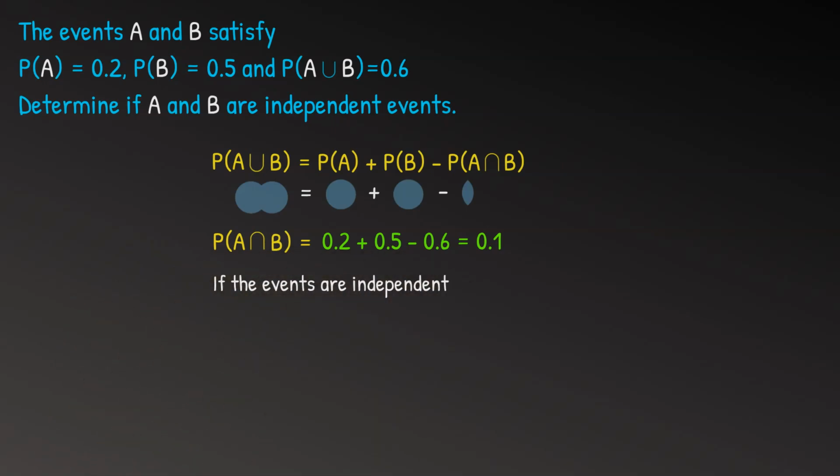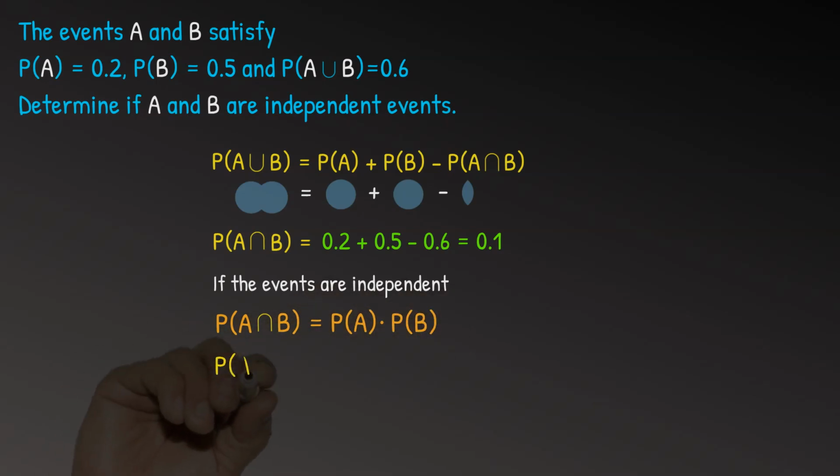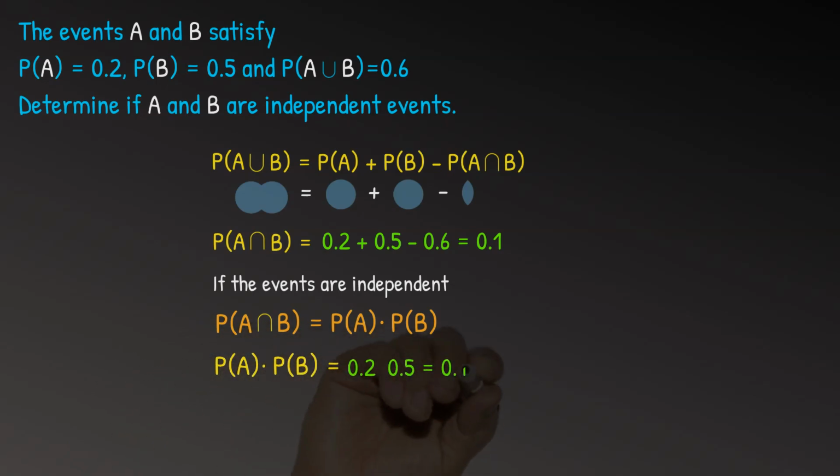Now, if the events are independent, the probability of A intersect B would be equal to the probability of A times by the probability of B. So let's work that out. The probability of A times the probability of B here is 0.2 times 0.5. That equals 0.1. So therefore, we know these events are independent.